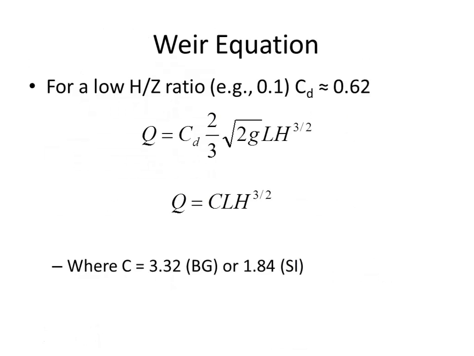And sometimes we simplify it even a little bit further. We combine the 2/3 and the square root of 2g, all of that's constant, and even the C sub D is typically around 0.62. So if we combine all of that together in one master C variable, then in BG units you commonly see the sharp-crested weir equation. It's simply 3.32 L H to the 3/2 power, and 1.84 for SI units.